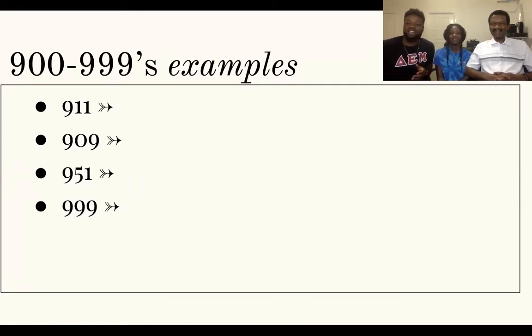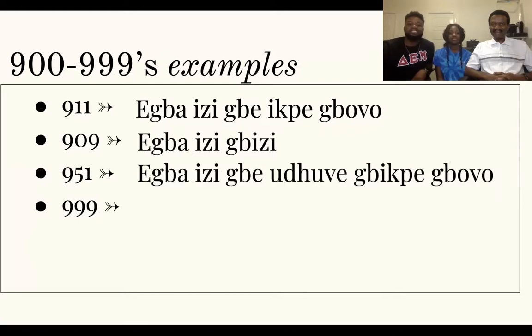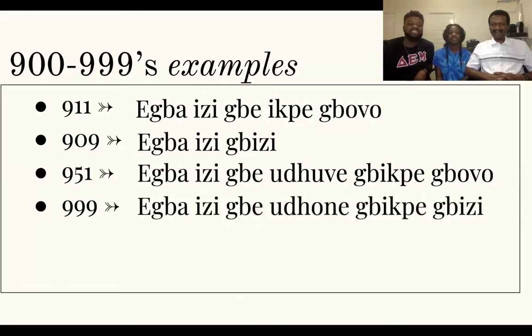All right, so really hope that you had a second to pause it. So starting off with 911. So that one would be Egba Easy, then Ibik Bubble. 909 is Egba Easy, Beezy. 951 is Egba Easy, Be Uduve Bibek Bubble. And 999 is Egba Easy, Be Udone Bibek Beezy. Whew, okay, that's it. Would you like to review?